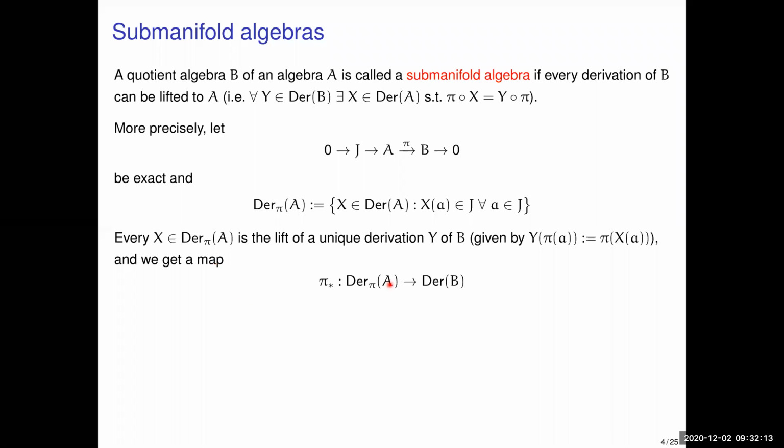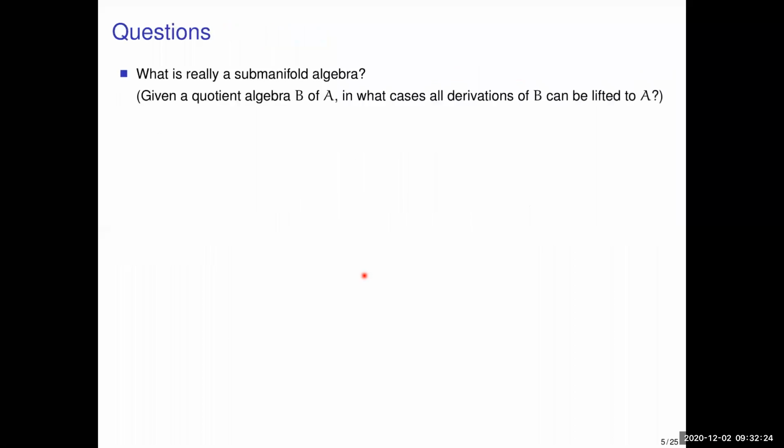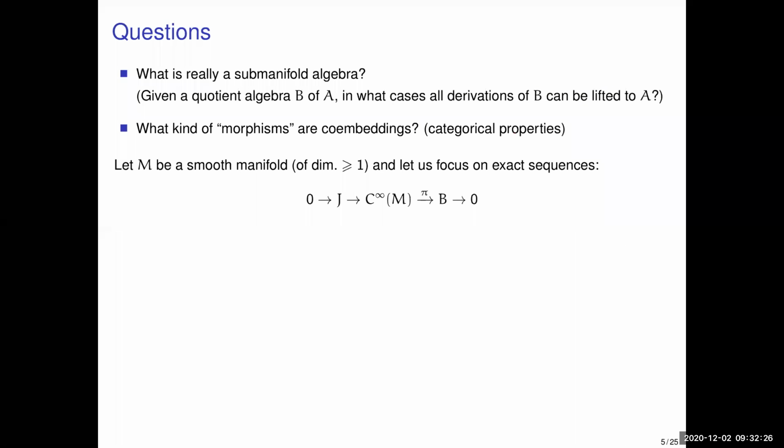Okay, so this map pi star will not be injective, almost never injective. What I'm wondering is if it is surjective. It won't be injective, I agree. Is every vector field liftable?